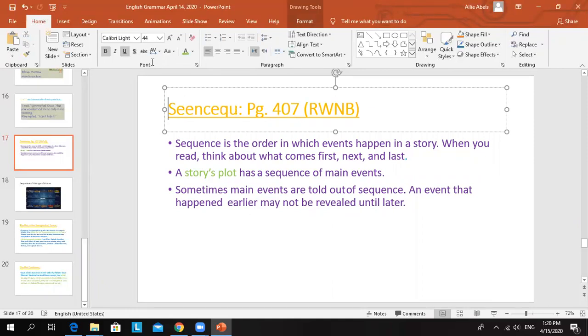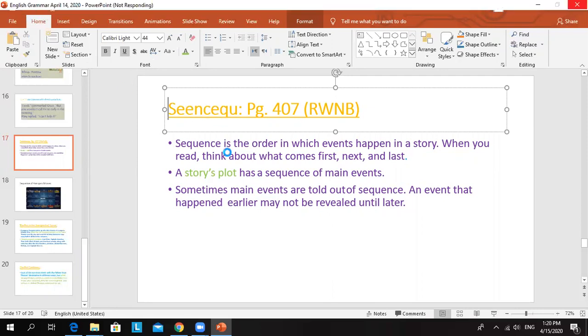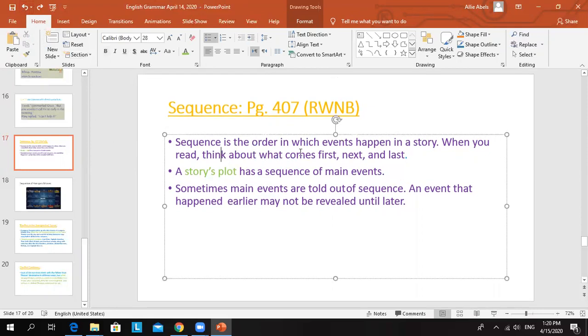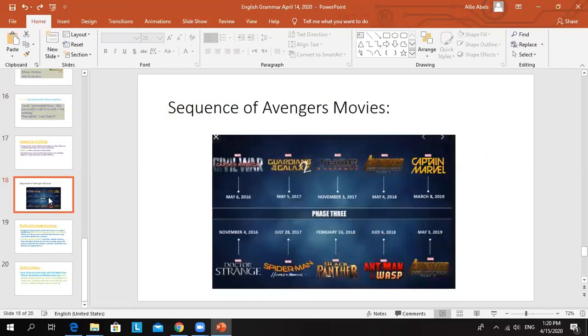That's what it is. Okay, so if we look at this particular definition of the word sequence, we see sequence is the order in which events happen in a story. When you read, you think about what comes first, next, and last. Okay. And I just want to show you guys a picture of a sequence.